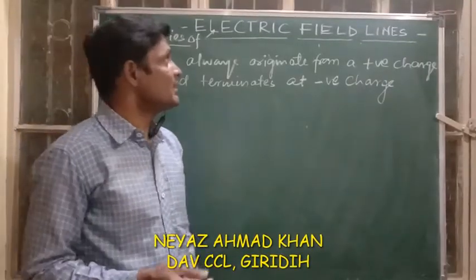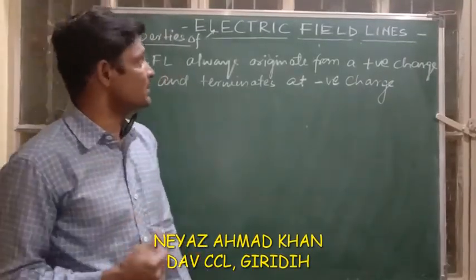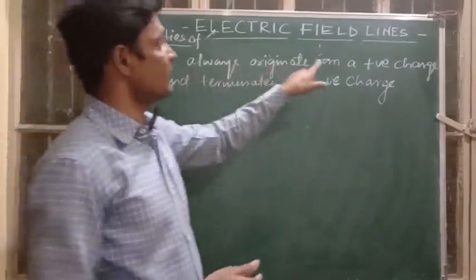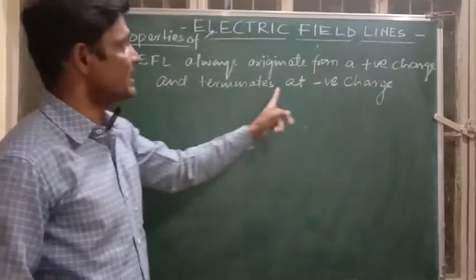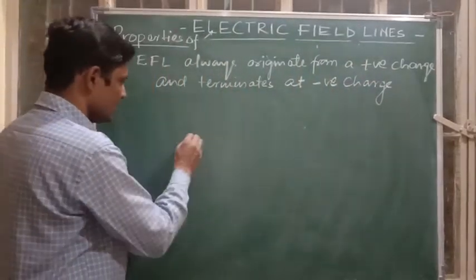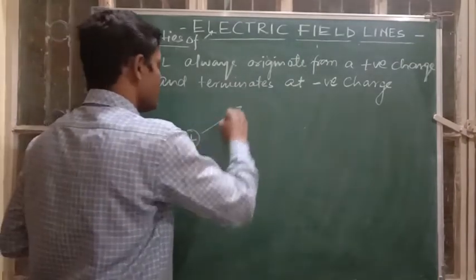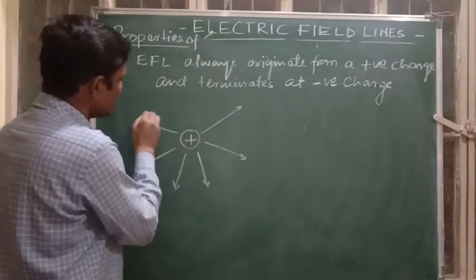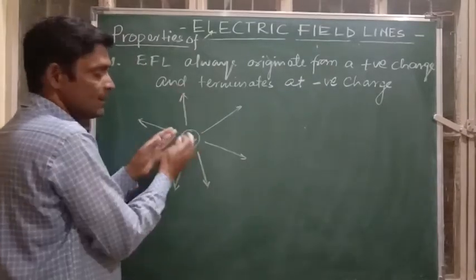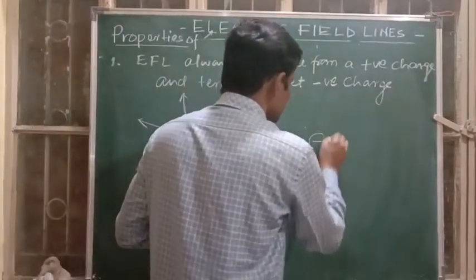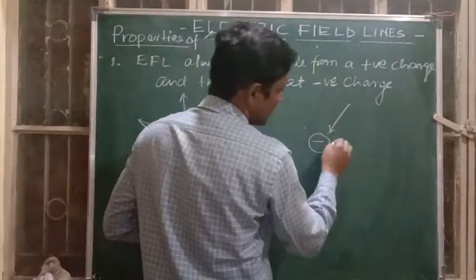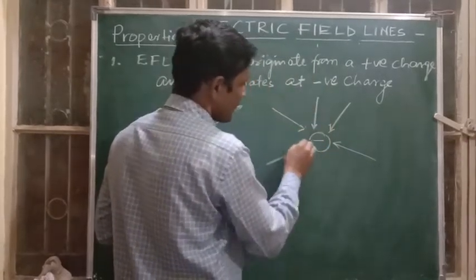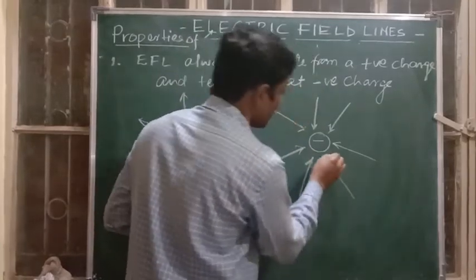Now let us discuss the properties of electric field lines. The first property we have already seen. Electric field lines always originate from a positive charge and terminate at a negative charge. That we have already discussed. For a positive charge, the electric field lines will be moving away. That is, it seems that electric field lines are being originated from the positive charge, and if it is negative, the electric field lines seem to be coming from infinity and terminating at the negative charge.